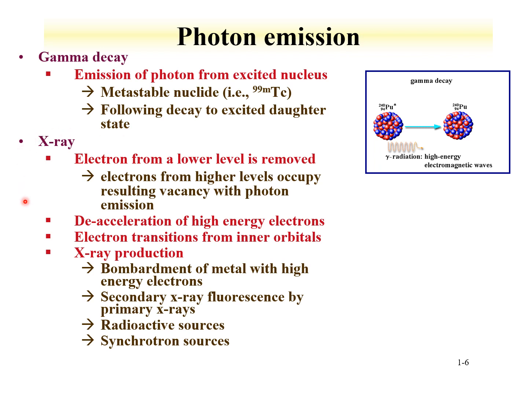Now, X-rays are also photon emission, but that's from the electron level. So it's not from the nucleus itself. And I'm sure you've seen this in previous courses. But a lower energy, a lower orbital electron is removed. Electrons from the higher occupancy occupy that space, and a photon is emitted with that change. You can also get X-rays from deceleration of high energy electrons, and you can also get electron transitions from the inner orbitals. So you get a number of these changes occurring, producing these X-rays.